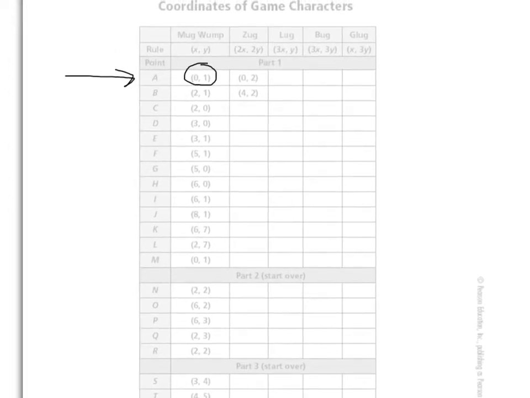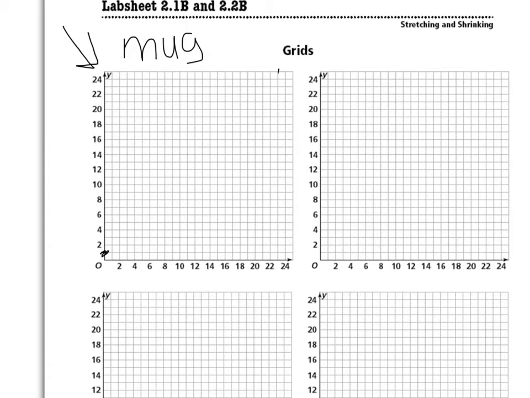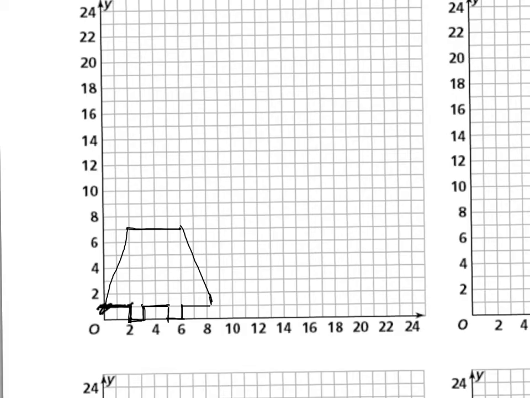The next one is going to be at 2, 1. So x is equal to 2, the y coordinate is equal to 1. So let's see where point B would be. X goes to 2, and then y goes up 1, so it'll be about right there. Alright, and then we can connect these 2 points together. When you finish sketching out part 1, this is what Mug should look like at this point.